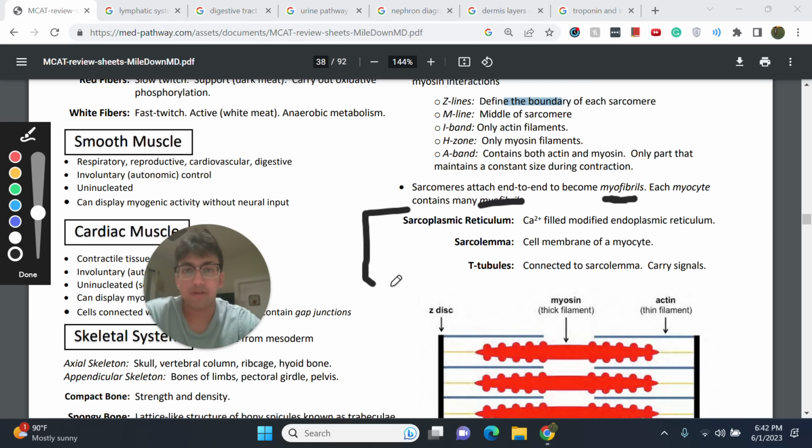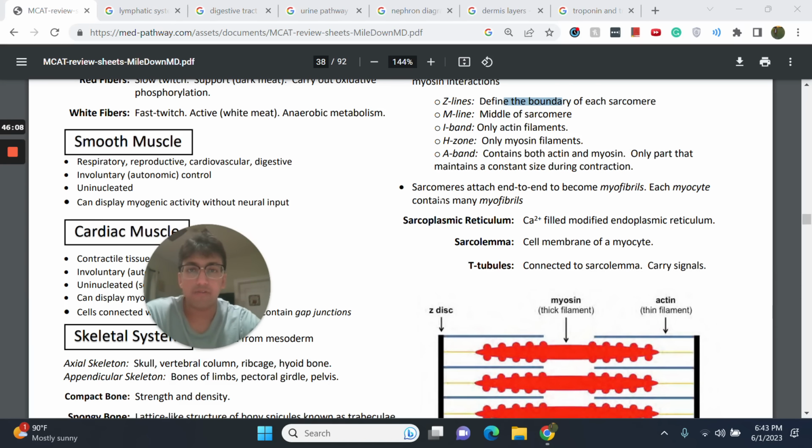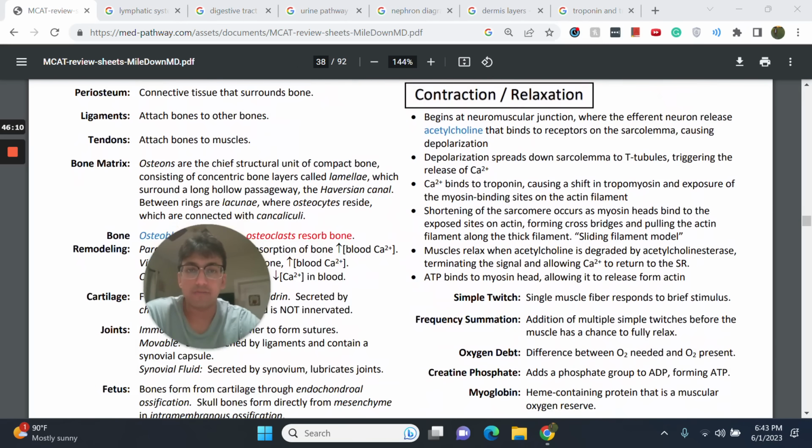Next, we have the sarcoplasmic reticulum, and this is a similar version to the endoplasmic reticulum, except calcium plays a really big role in the sarcoplasmic reticulum. Sarcolemma is the cell membrane of the myocyte, and T-tubules connect to the sarcolemma, and they carry these signals. Okay, and we're going to understand a little bit more about this with this part.